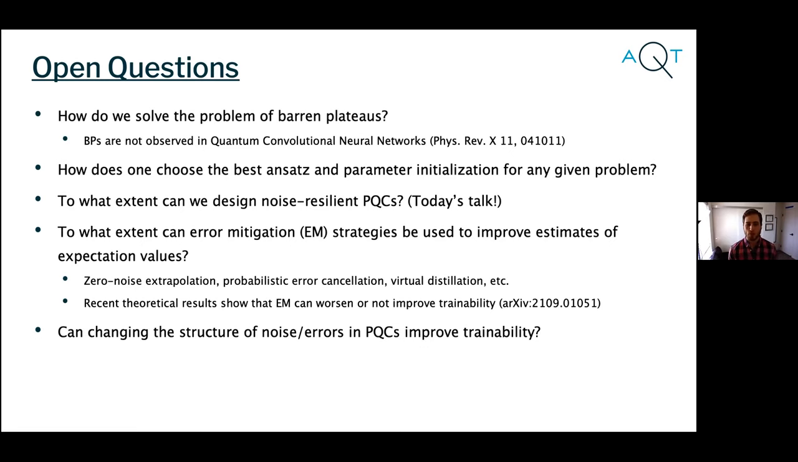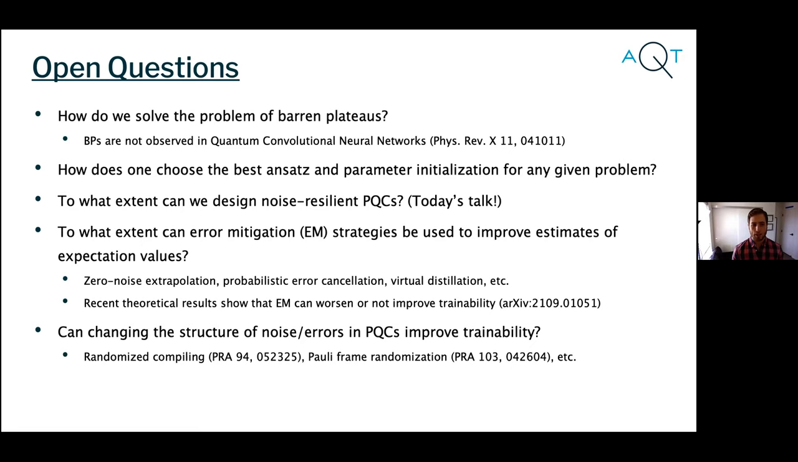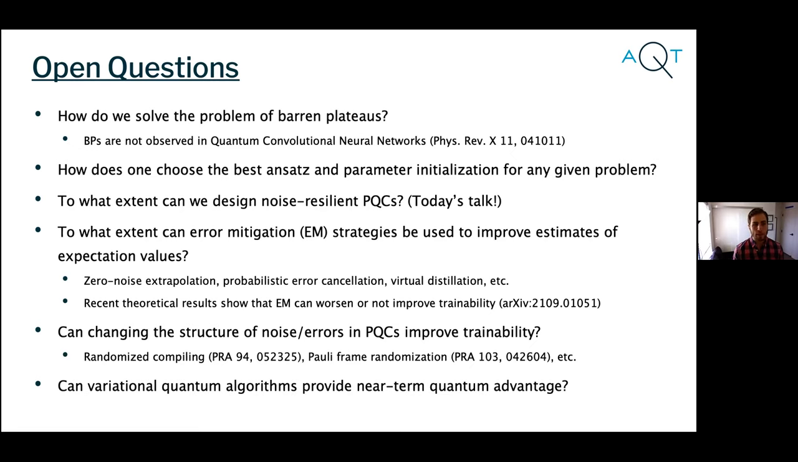Can changing the structure of noise or errors in parameterized quantum circuits improve trainability? And by changing the structure, I mean utilizing something like randomized compiling or Pauli frame randomization, where you tailor arbitrary Markovian errors into some error channel, for example, a stochastic Pauli channel. So if we can control the structure of the errors, can this help us design circuits that can be trained more efficiently? And finally, can variational quantum algorithms provide near-term quantum advantage, specifically in the NISQ era?